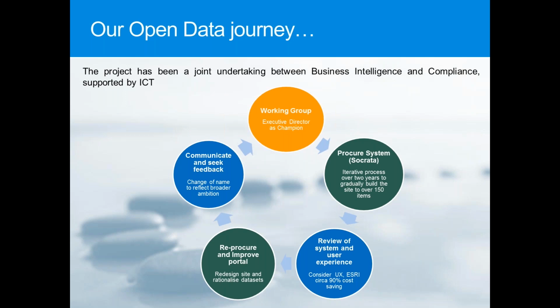So we have been on a journey over the last 3 or 4 years now. So we originally had a working group set up, which was council-led, so there are elected representatives, supported by a group of officers, with an executive director who was the open data and transparency champion. And we worked with that group to be able to procure our initial system, which was a system called Socrata, who are a US-based company. Over the last 2 years or so, we then built the site up to about 150 different data items that were on there. It was largely just data, but with some geospatial data as well.